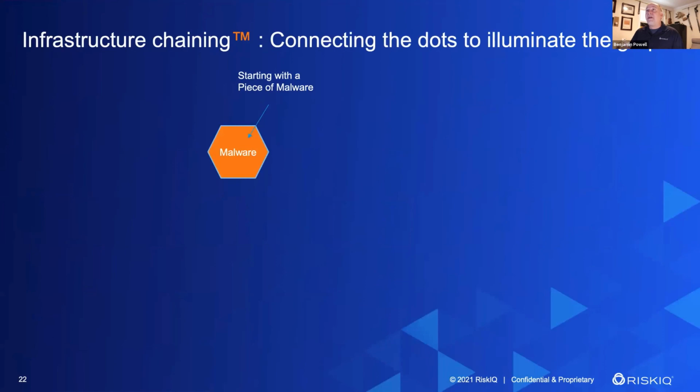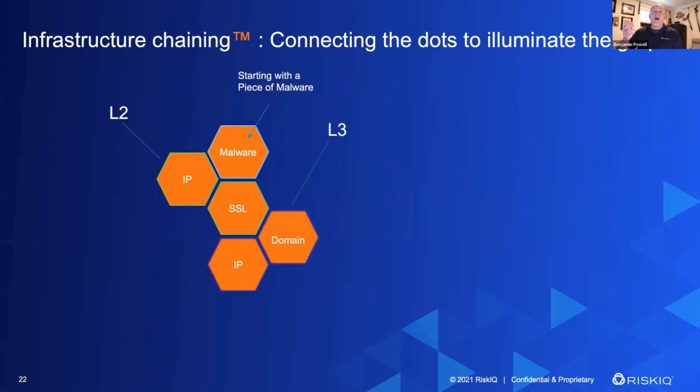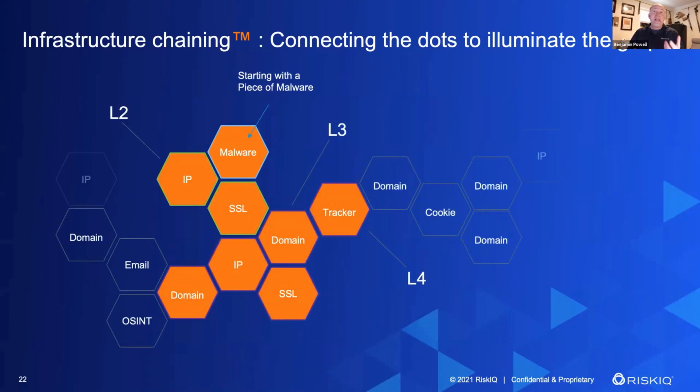So when you think about the infrastructure chaining that we're capable of doing, if you start with a single piece of malware, that malware might have been from a particular IP, and that IP had a cert. That cert was also associated with a domain, another IP, and we build these chains out. Well, we've done it for the internet, and we can show you your infrastructure from this infrastructure chaining, or we can show you others.